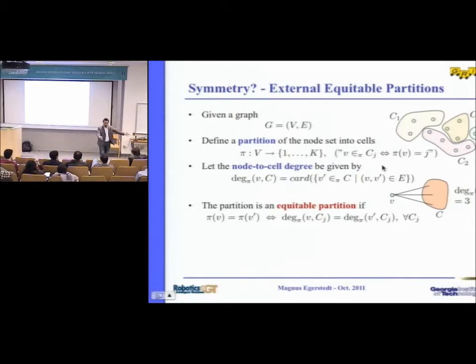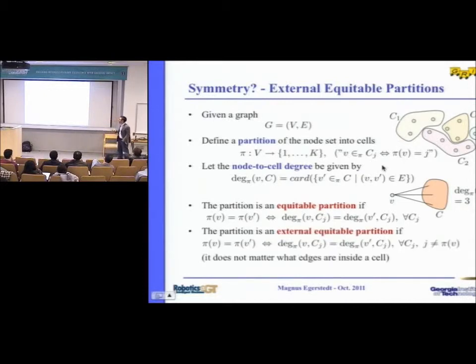So if the three of us are in the same cell, and you guys are in the same cell, and I have one neighbor in that cell, you also have to have one neighbor in that cell. That's what an equitable partition is. Turns out that that's not exactly what we need. What we need is what's called an external, well, what I call an external equitable partition.